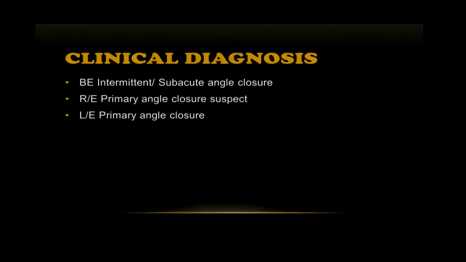Can we have the lights on, please? So we don't have the visual field, so we have suspected disc changes, but no visual field defect. We haven't demonstrated it yet, so you can't really call it glaucoma at this stage. But if you go by the history and the clinical picture so far, there's evidence that the angle is closing in the left eye. So the left eye is primary angle closure, if not glaucoma, at this stage. So do you agree with that?